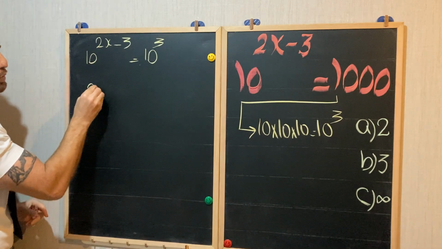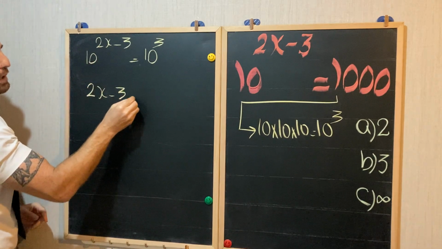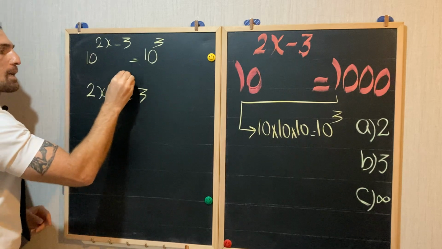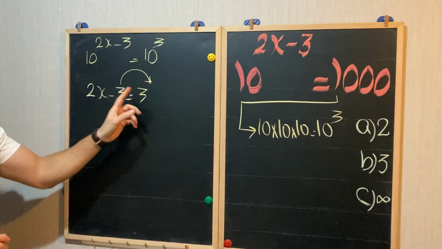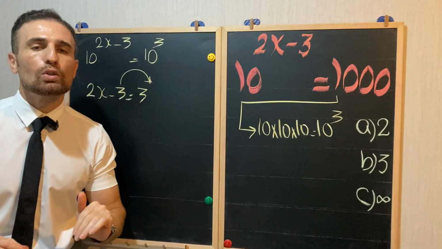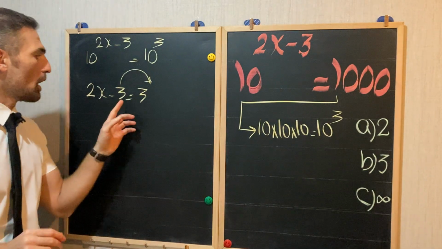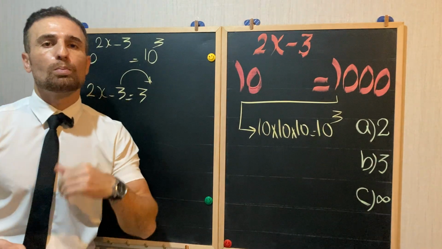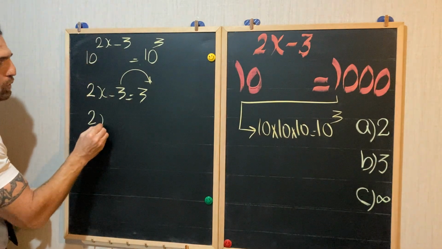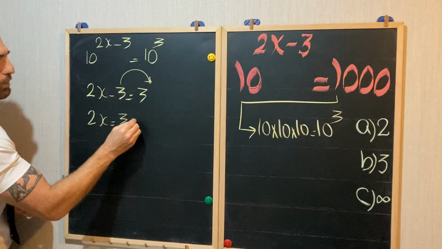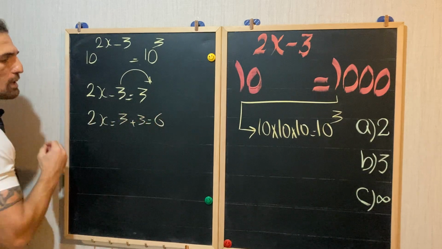It's gonna be 2x minus 3 equals 3. Let's transpose it to the right side. Do not forget, when you change the side, you need to change the sign. If negative, change it to positive. If positive, change it to negative. It's gonna be 2x equals 3 plus 3 equals 6.